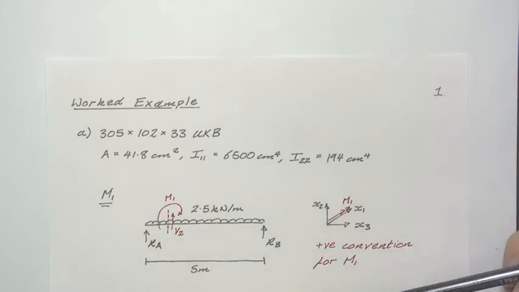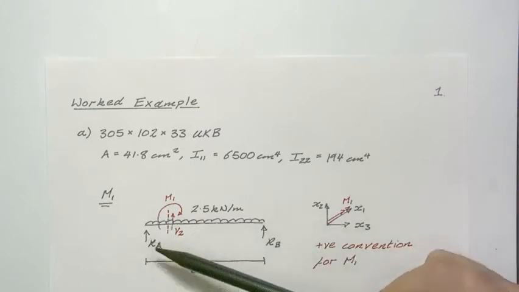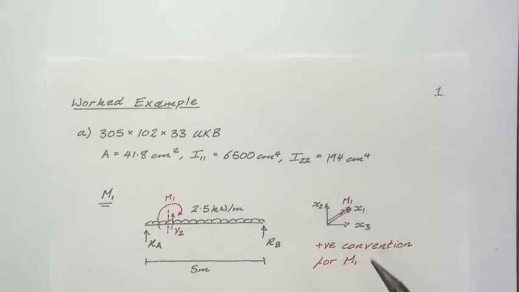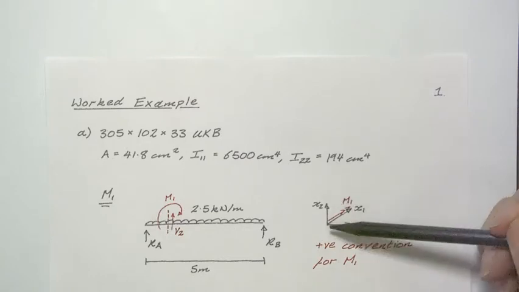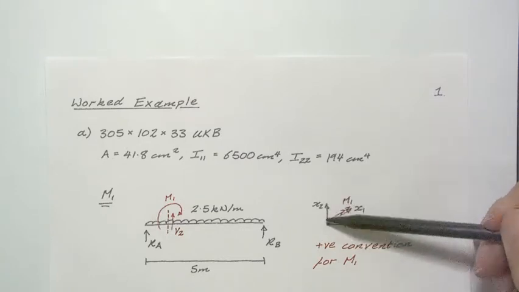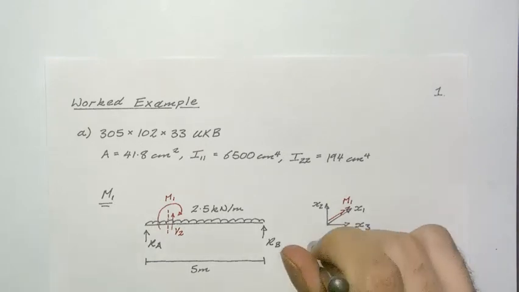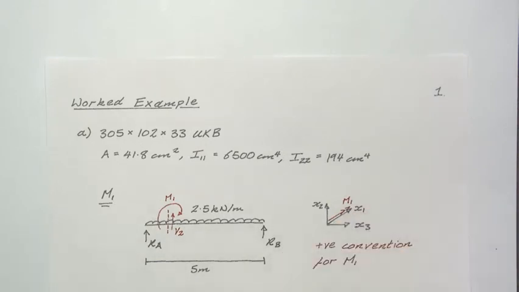Because the beam is uniformly loaded, I actually know also that RA and RB are going to be equal to each other, and what I've drawn here is the axis system showing the positive convention that we've previously developed for M1. So you can see X2 is the vertical axis going here, X3 is the horizontal axis going across here, and then actually X1 would be the axis going into the page like so.